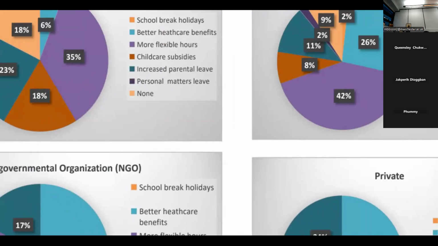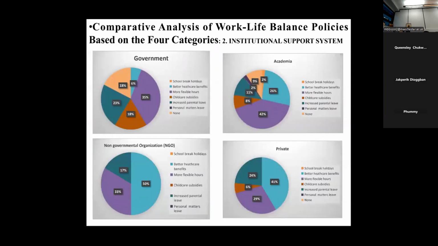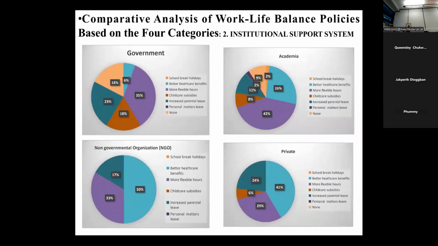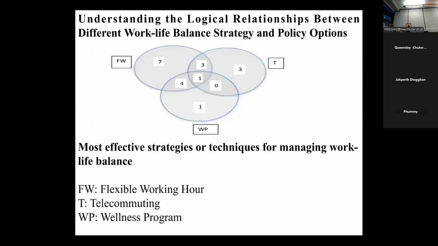So we can see that flexible working hour is highly favored, unlike personal matters and childcare services, which are not prioritized at all, compared with flexible working hours and telecommuting, if you look through the charts. So this has brought us to a logical relationship between different work-life balance strategies and policies.